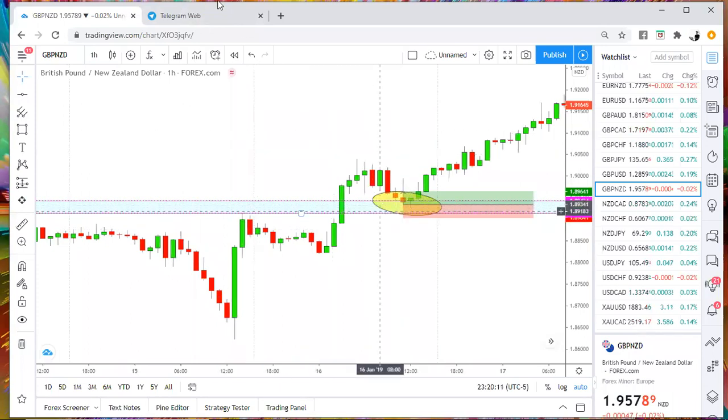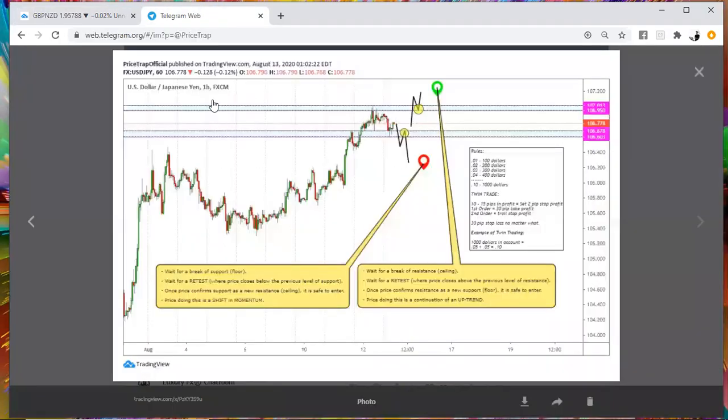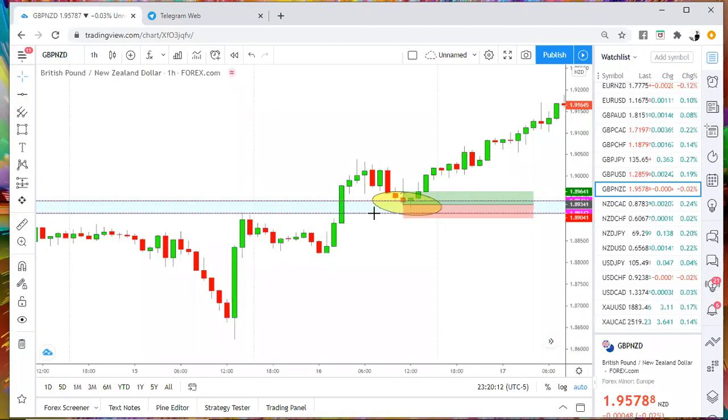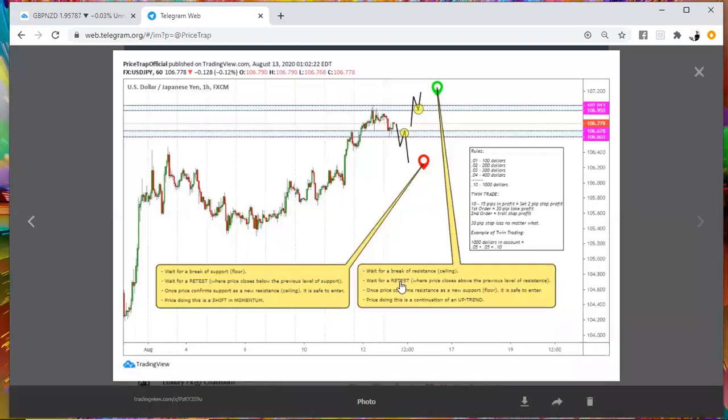So what happened here? This is just an example, by the way, this one here, USD JPY. This was called a while ago, but just to give you an idea of what the chart would look like and how you can set yours up too, to give you more edge as to why you're disciplining yourself so much to do this and to learn it and to really get it down to a science. Okay, so wait for a break of resistance. What happened? It broke resistance. So then what we'd be waiting for next is wait for a retest.